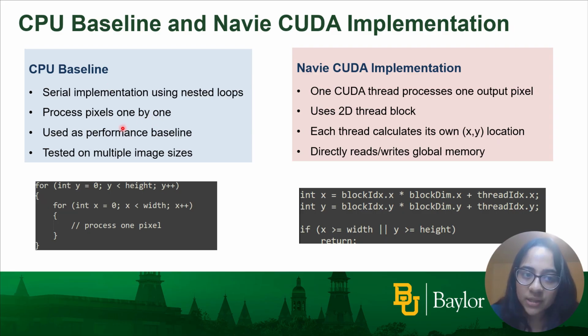In this slide, I showed the serial CPU implementation as the baseline. The CPU version uses nested loops and processes the pixels one by one. Then I implemented the same transformation in CUDA. In the naive CUDA version, one CUDA thread processes one output pixel, and each thread calculates its own x and y coordinate using block index, block dimension, and thread index. The thread then directly reads from and writes to the global memory. So the main difference is that the CPU processes pixels sequentially while the GPU can process a very large number of pixels in parallel.